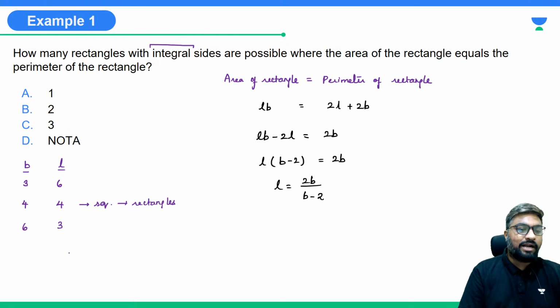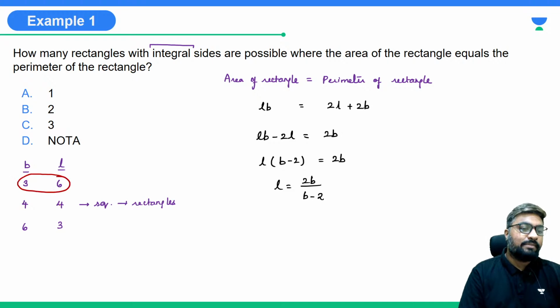Apart from this, any other number that will satisfy? Not really, right? You can try with 7, nahi hoga. 8: 2 into 8, 16 by 6, not an integer. 9: obviously not, denominator में 7 आ जाएगा. 10: 20 by 8, not an integer. So none of the other values will make sense. These would be the only two solutions.